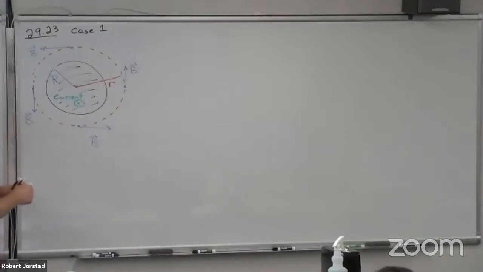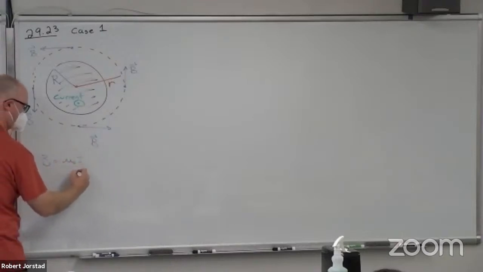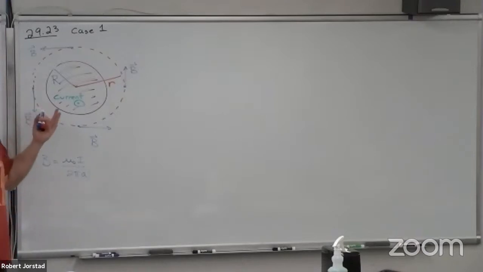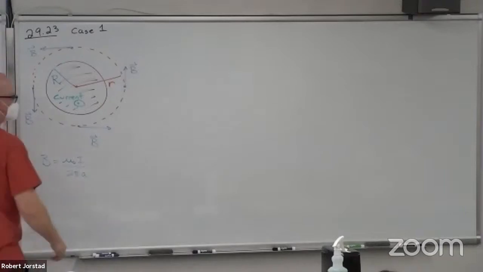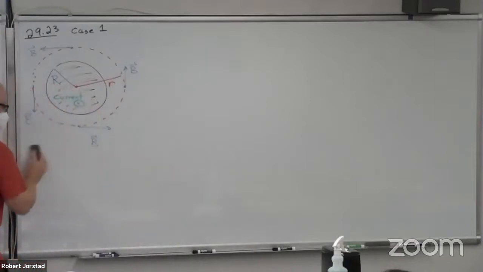All right, if it helps, you probably recall B was mu naught I over 2 pi A or something like that, where A was the distance from the wire along the perpendicular bisector. But if it's an infinitely long wire, any distance away A would be along the perpendicular bisector. All right, but if you're saying distance, same magnitude, agreed? Okay.